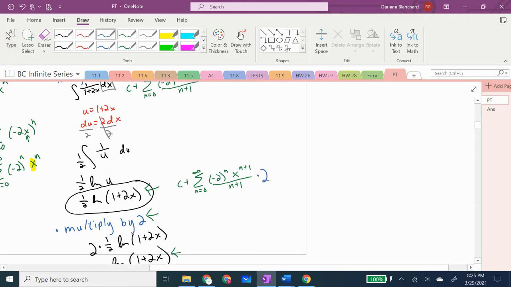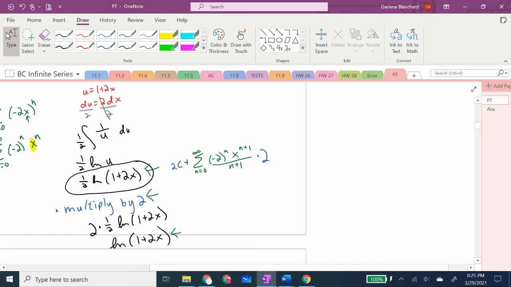Now, technically, that does change this to 2 times c, which is just another unknown constant. So I'm just going to say that this is some c sub 1 other constant plus sigma that starts at 0. And what I can do is, if I want to simplify it, separate the negative sign from the 2. Then I can bring together where I have the same base.